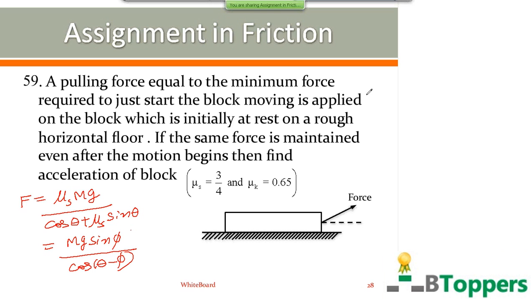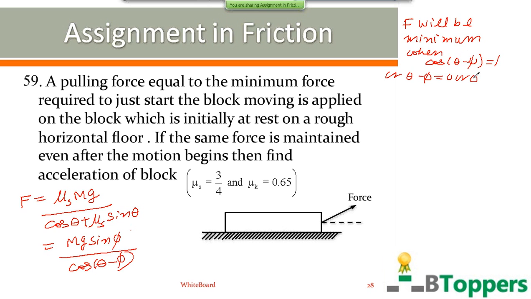As discussed in the past, the pulling force required to just start the block moving will be minimum when cos theta minus phi is maximum, that is when cos theta minus phi equals 1, or theta minus phi is 0, or theta equals phi. That means the pulling force required to just start the block moving will be minimum when the pulling force is applied at an angle equal to the angle of friction between the two surfaces.